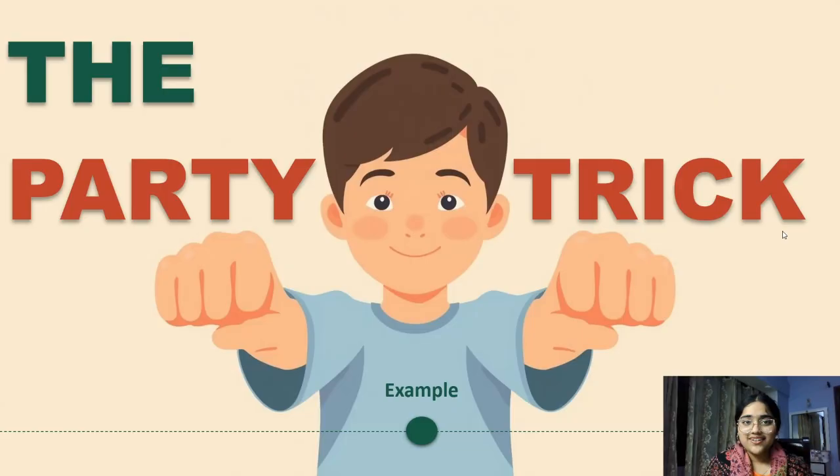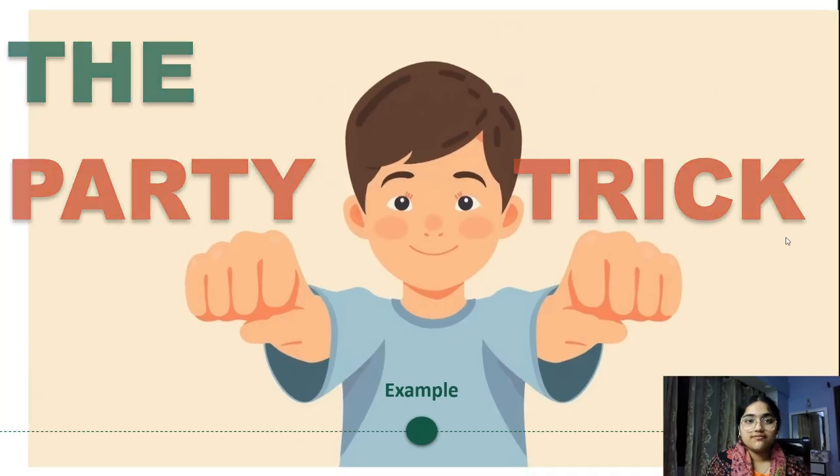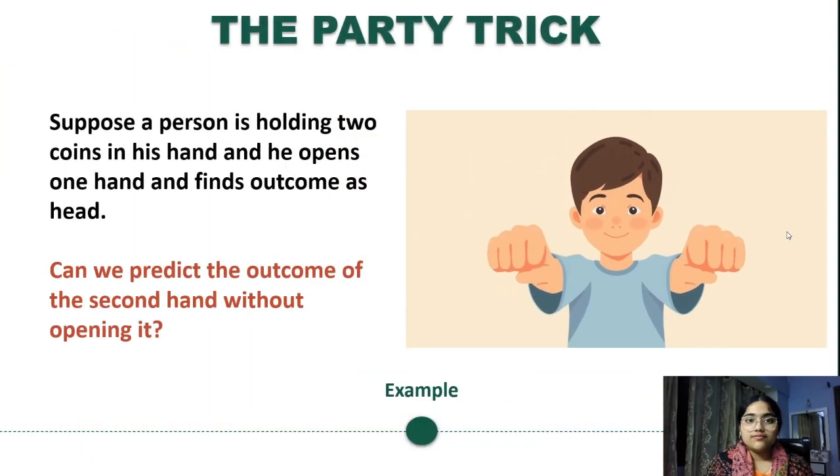The party trick. It's one of the most classical examples to demonstrate how Deutsch algorithm works. So, alright, imagine someone holding two coins, each in one hand. We don't know what either coin shows yet. They are hidden, so at this point, both coins could be heads or tails. Everything is uncertain. Now he opens one hand, and boom, it's a head.